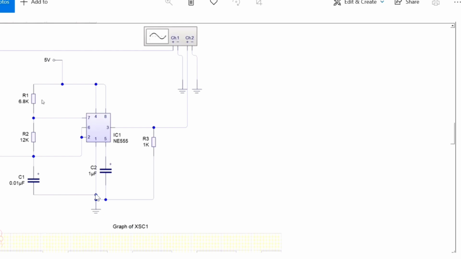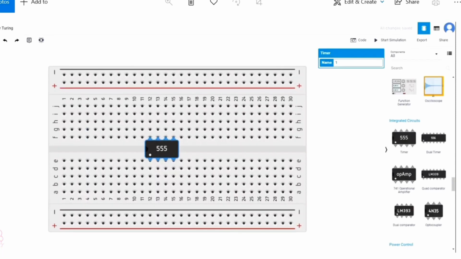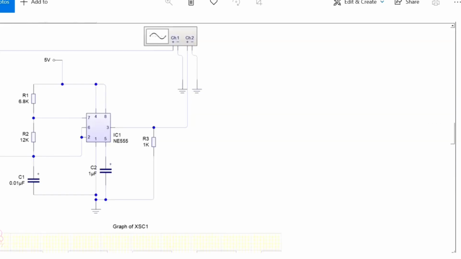So, the 8th terminal is connected. We'll refresh the connections. The 555 timer is connected. In the 555 timer, the 4th and 8th pins are connected together and this combination is given to the positive supply.